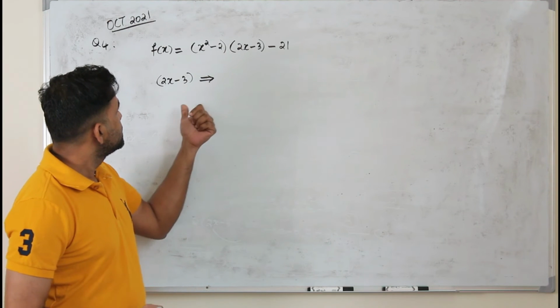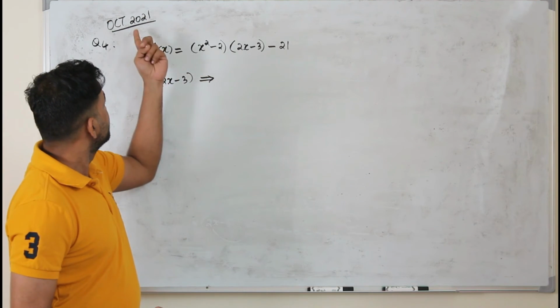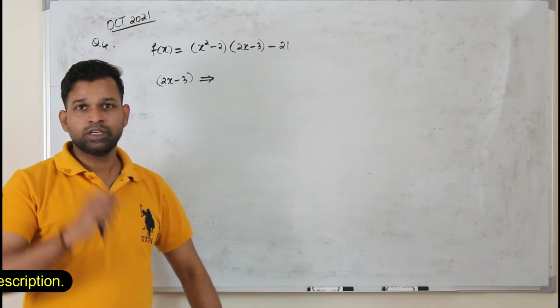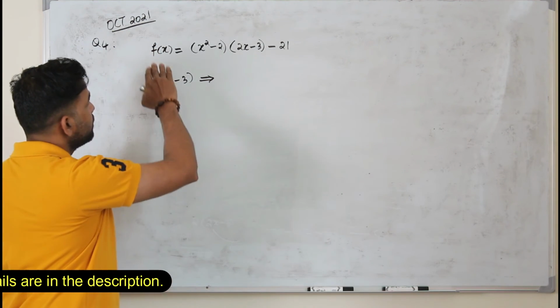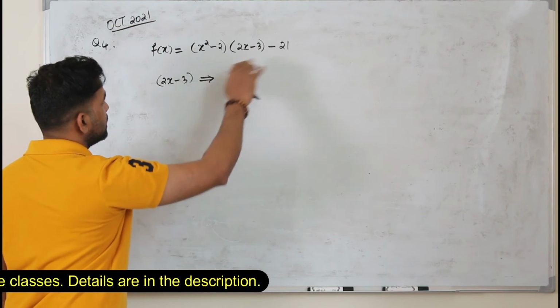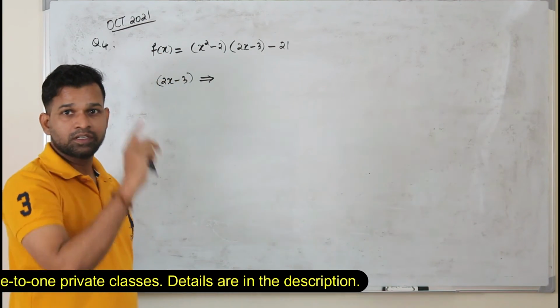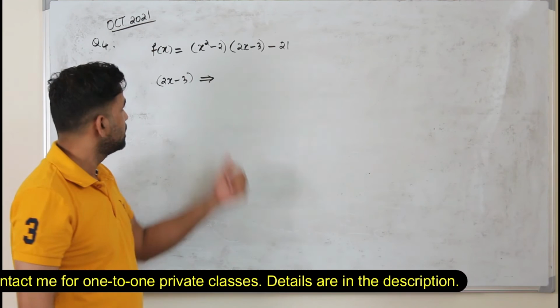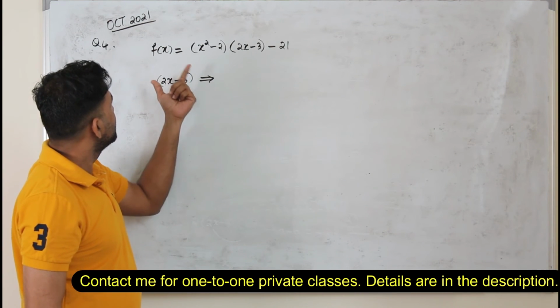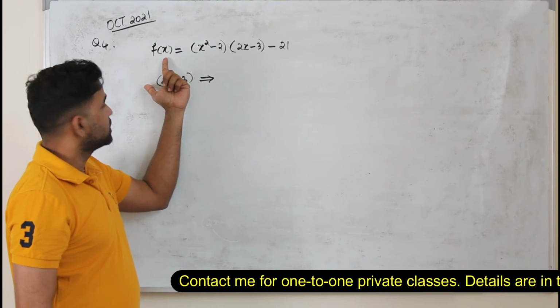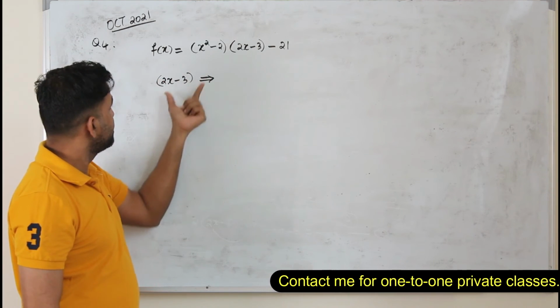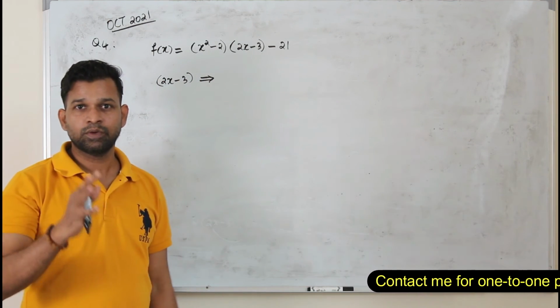Okay, this is another interesting question from the most recent paper, the October 2021 paper. You are given a function in this form. And the first question, part A, got only 1 mark. They want you to find the remainder of this function when it is divided by 2x minus 3. That's the question.